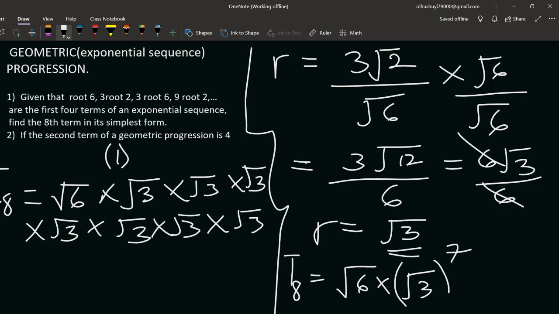So it's as logical as that. So we have root 6 times all this. Root 3 times root 3 is 3. Root 3 times root 3 is 3. Then 3 times root 3 will be 3 root 3. Then 3 root 3 times root 3 will give us 9. 9 times root 3, 9 root 3. 9 root 3 times root 3 will give us 27. So we're going to have 27 root 3.